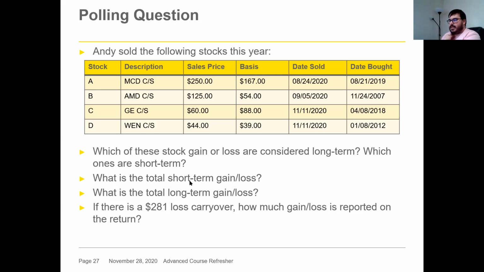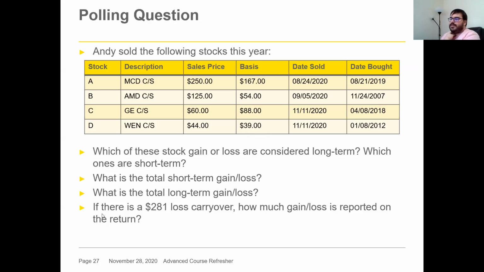What is the short-term gain or loss? Well, none of these are short-term, so that would be 0. What is the total long-term capital gain or loss? Whatever the difference is here. Let me do the math real quick. So the long-term capital gain is $131. It's all of this minus this, this minus this, this minus this, this minus this. So when you do this math, it comes down to $131.